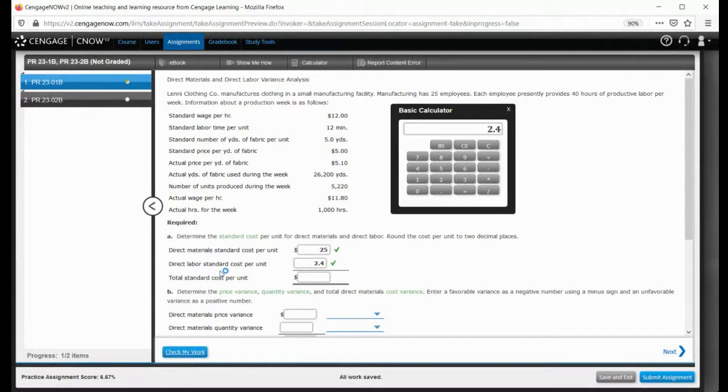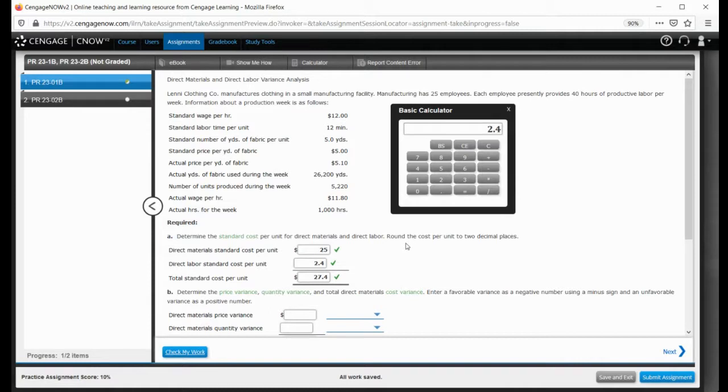Again, when we talk about standards, we're talking about what we had originally budgeted. This is what it should have cost us. So to determine the total standard cost per unit, we would add the direct materials standard cost per unit to the direct labor standard cost per unit. So I'm going to add both of these together, and it's going to give me $27.40 as our total standard cost per unit. This is our budgeted amounts.